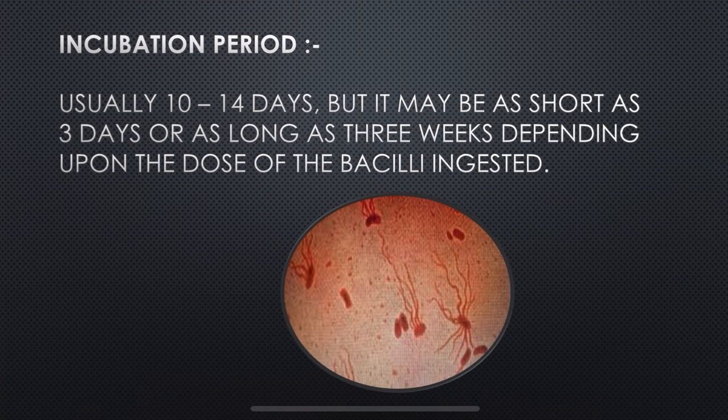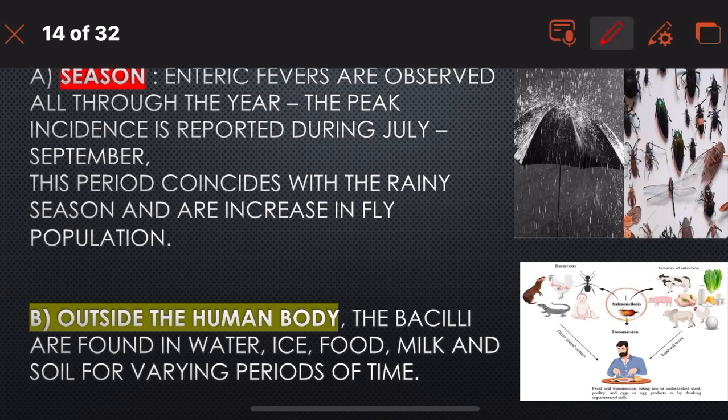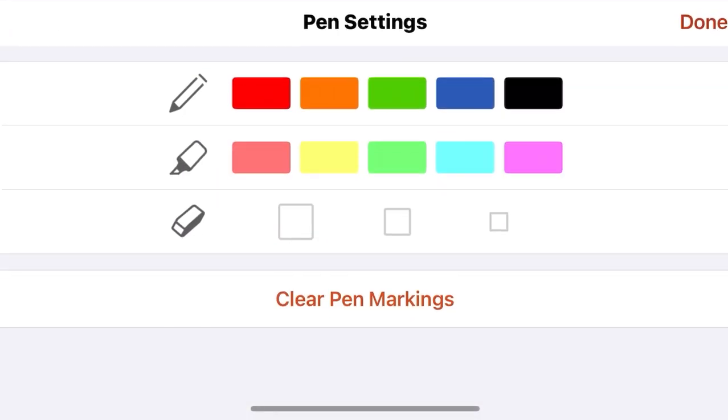Moving further to the incubation period. I hope it is clear. Shall we quickly revise it? So the seasons, tell me which is the season? Now you are supposed to tell me it is the rainy season because of the increase in the fly population. Then outside the human body, it can stay in the milk, flies, soil, food, water, etc.